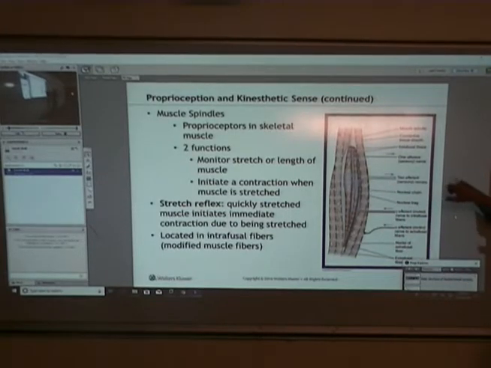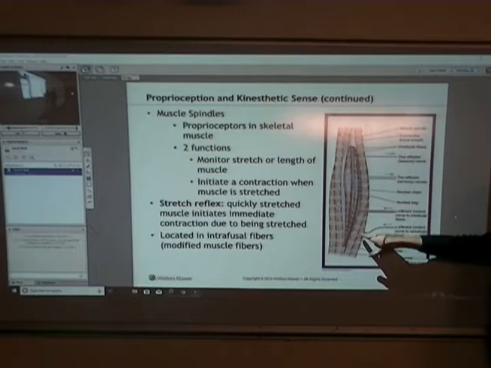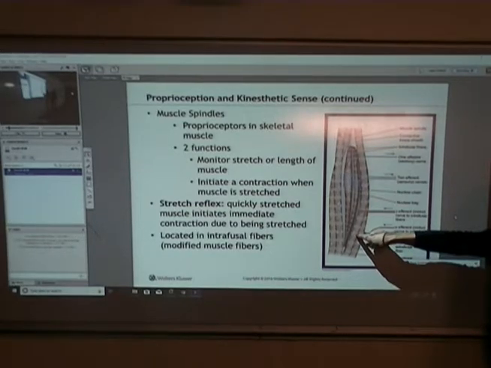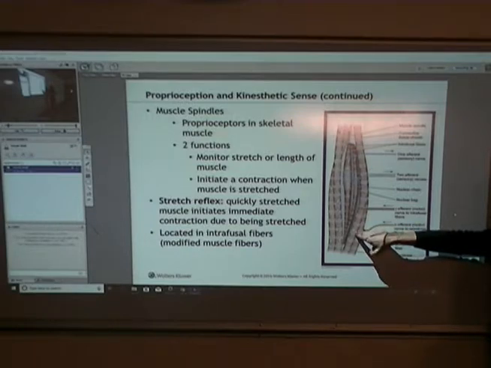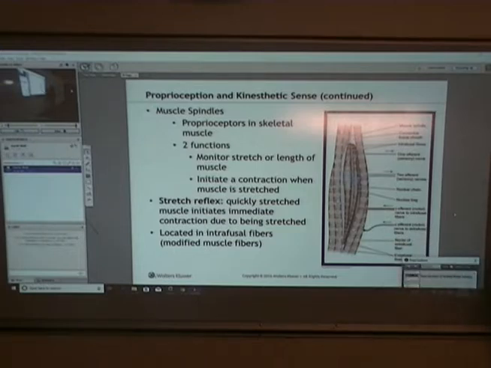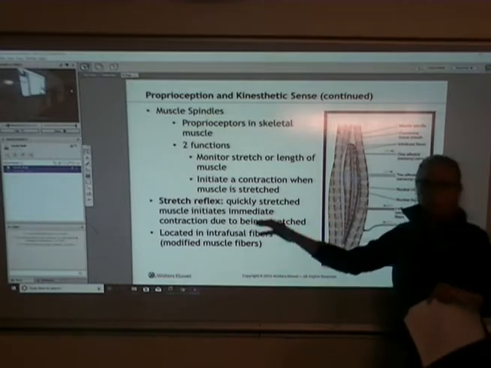Then, at the spinal column, the sensory nerve synapses, and there's a motor nerve that comes back and tells the muscle to relax. No, wrong way around, tighten. Sorry. Yes, tighten. So when this occurs as a reflex, we call it a stretch reflex.